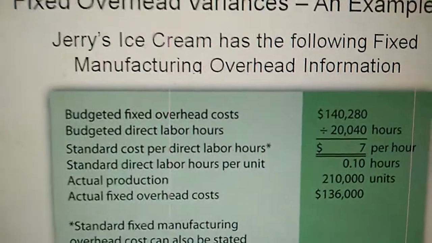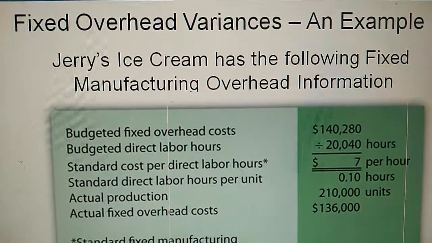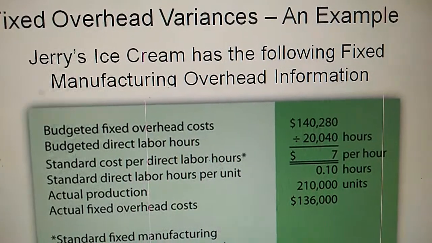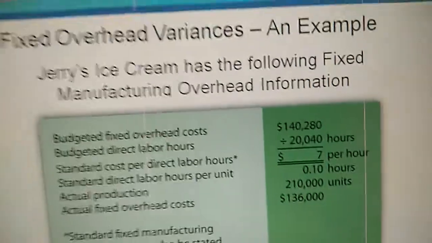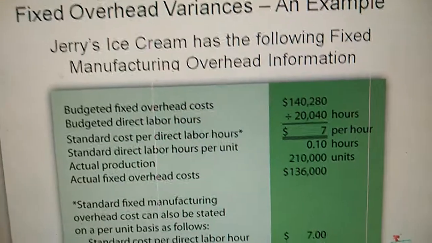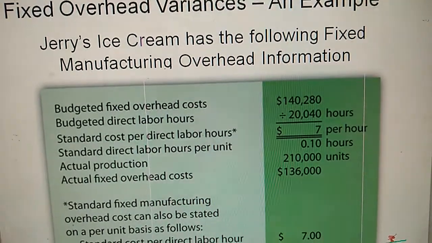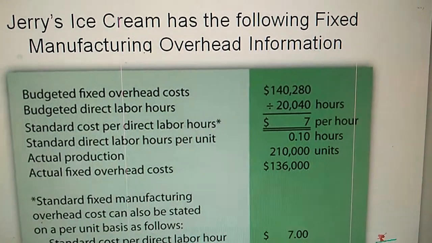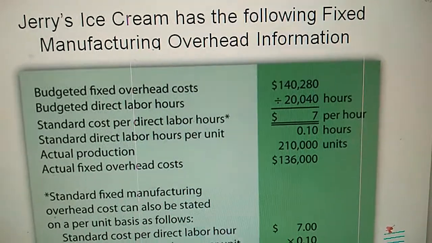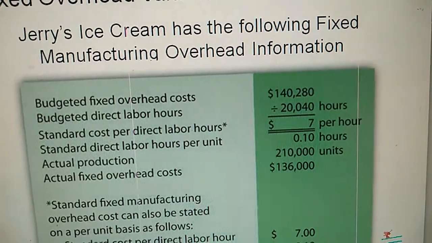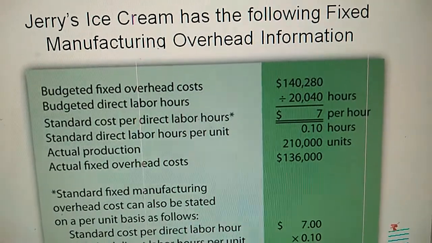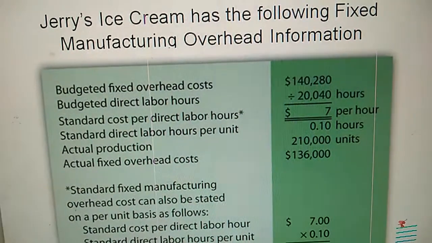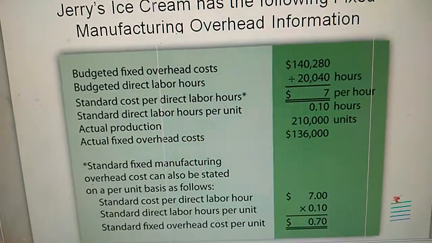Okay, let's take a look. Let's focus our attention on Jerry's Ice Cream to illustrate the computation of fixed overhead spending and production volume variances. Jerry's Ice Cream has the following fixed manufacturing overhead information. Budgeted fixed overhead cost is $140,280, divided by 20,040 budgeted direct labor hours. Standard cost per direct labor hour is $7 per hour. Standard direct labor hours per unit is 0.10 hours. Actual production is 210,000 units. Actual fixed overhead cost is $136,000.